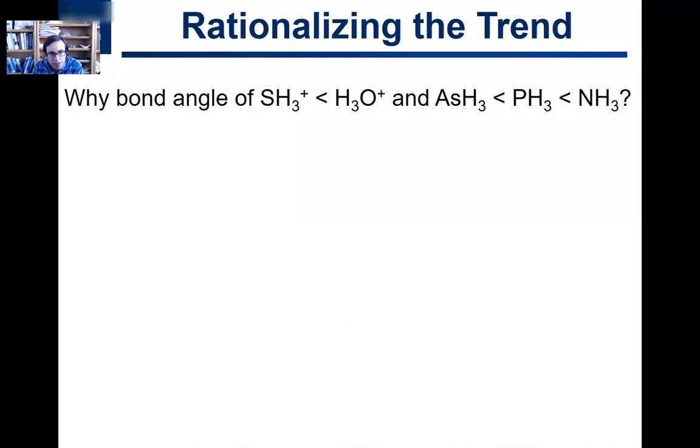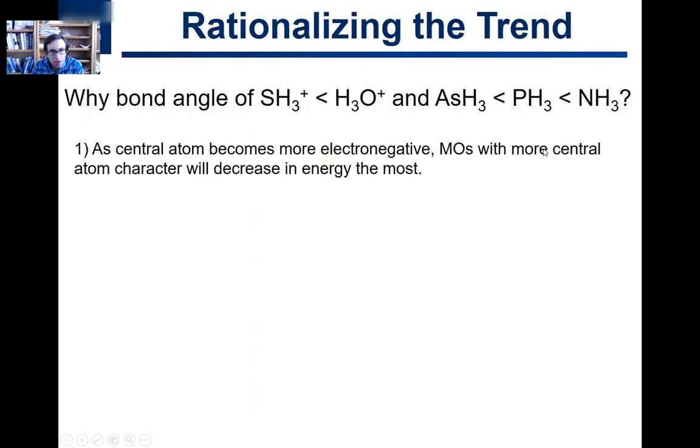So why is this bond angle trend true? Why does SH3 plus have a smaller bond angle than hydronium? And why does arsine have a smaller one than phosphine than ammonia? Just like we did when we were considering bond angles in periodic trends for the linear to bent cases, it's the same idea here.